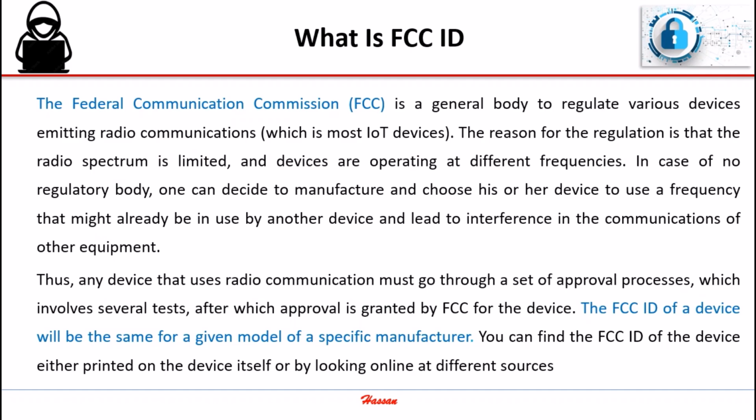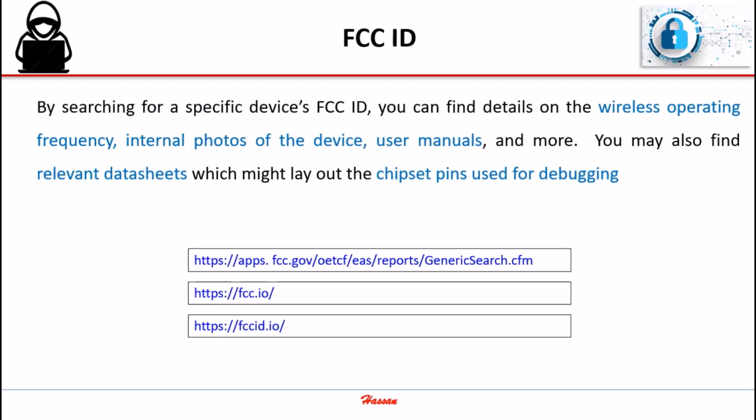The FCC ID of a device will be the same for a given model of a specific manufacturer. You can find the FCC ID of the device either printed on the device itself or by looking online at different sources. By searching for a specific device's FCC ID, you can find details on the wireless operating frequency, internal photos of the device, user manuals, and more. You may also find relevant datasheets which might lay out the chipset pins used for debugging. You can use the websites as shown.